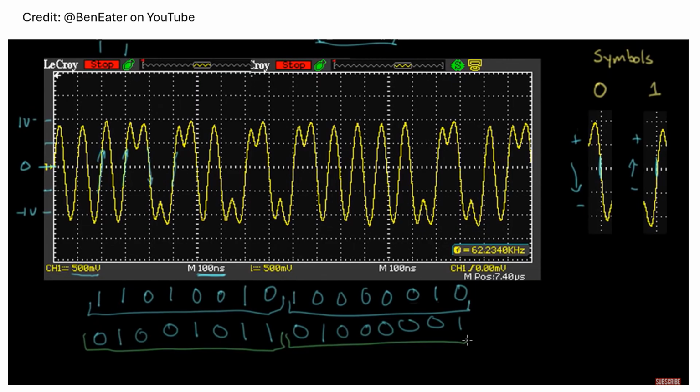In this example, you can see that the voltage is fluctuating between 1 volt and minus 1 volt. This visualization is from an oscilloscope. You can see the vertical lines that represent a gap of 100 nanoseconds, which translates to a speed of 10 megabits per second. Whenever the voltage is going towards 1 volt, it is considered a 1. And whenever the voltage is going towards minus 1 volt, it is considered a 0. You can see on the right the symbols showing the same.